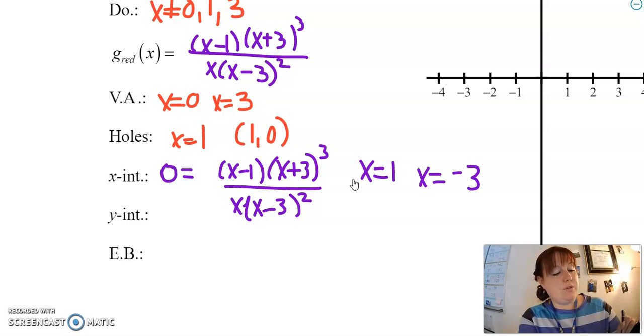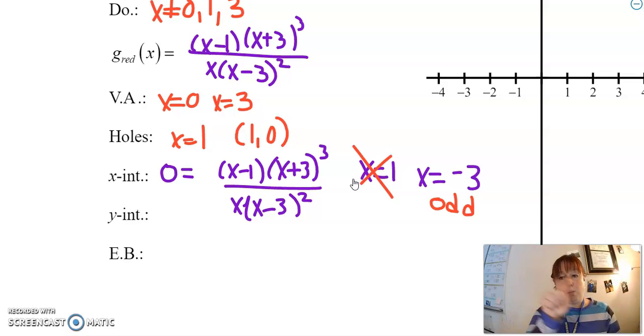So our only intercept is at x equals negative 3, and it's going to be an odd intercept because it has an odd power, and it's going to do the loop, that thing. Because it's a cubic, right? This is cubed. So instead of going straight through, instead of bouncing, it's going to look like the cubic function when it goes through. It kind of flattens out. Okay. Y-intercept. We set x equal to 0, and we solve for y. So I'll do the work down here.